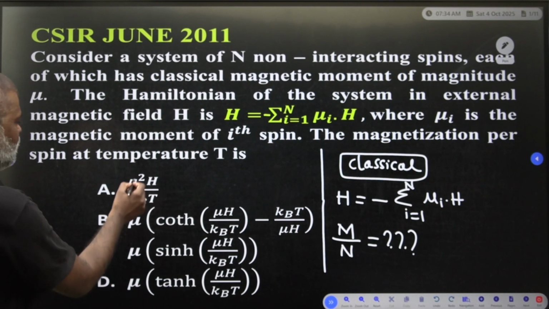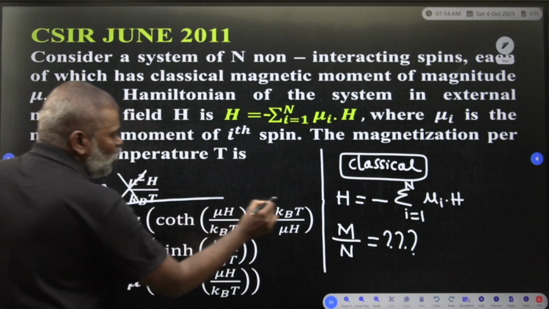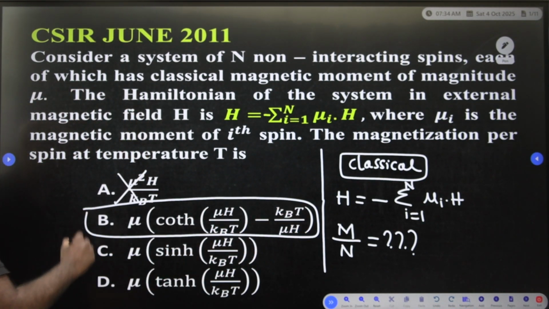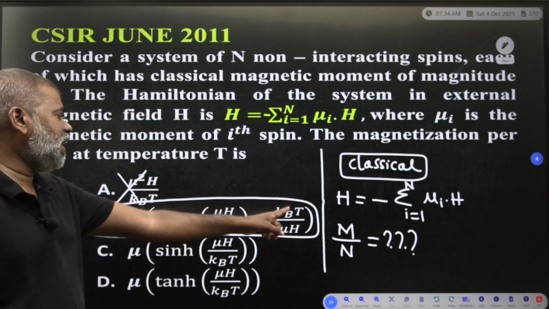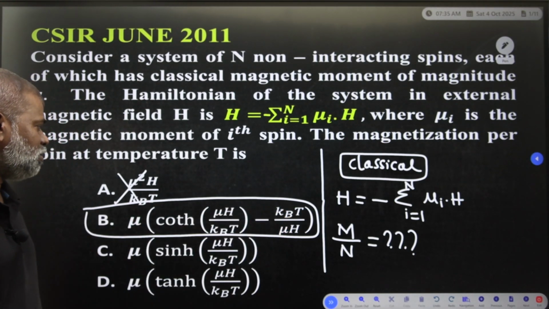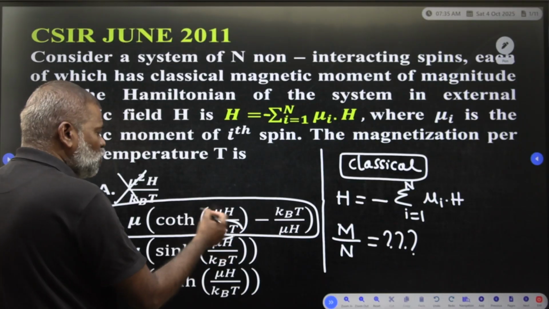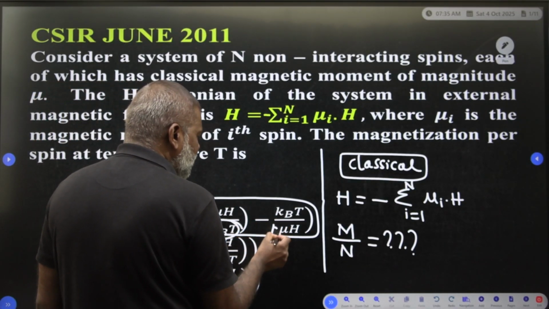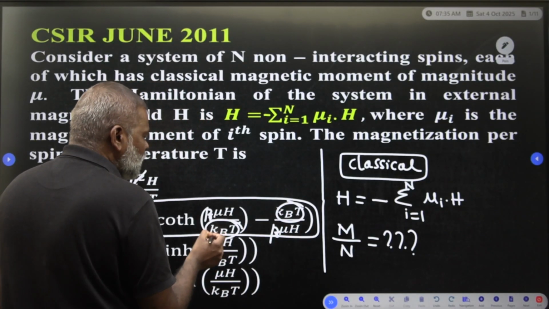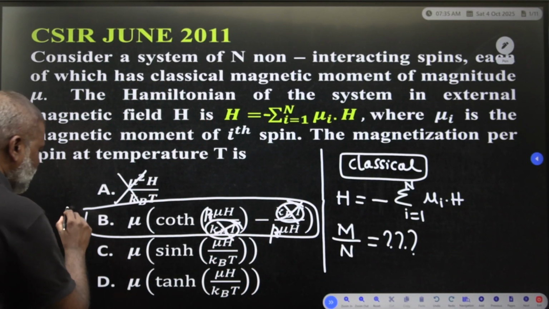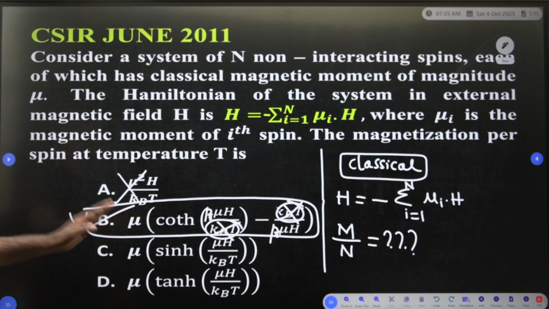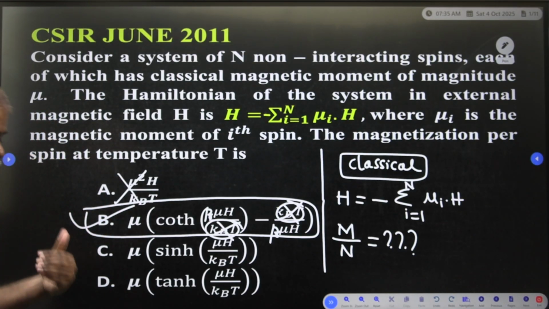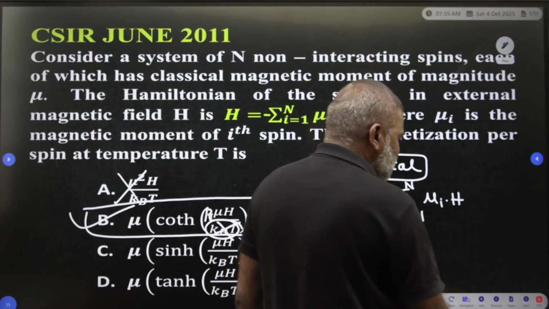So mu square h by kT is not correct. Mu into cot h of beta mu h minus 1 by beta mu h, because kT is equal to 1 by beta, so that beta will come. So here beta will come, you have to take that. So you have to cut it and see which option is correct. Option B is correct. So like this you have to do in your competitive examination.